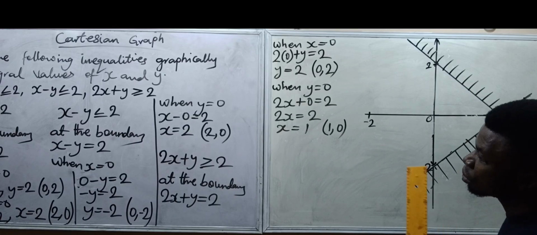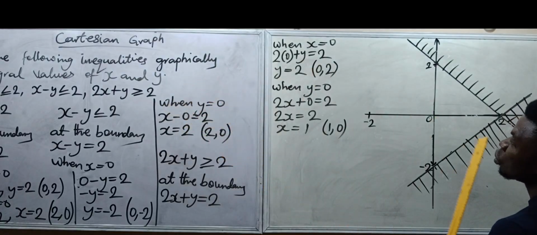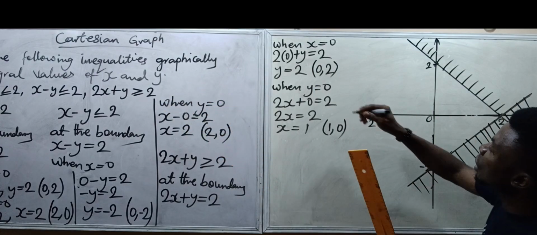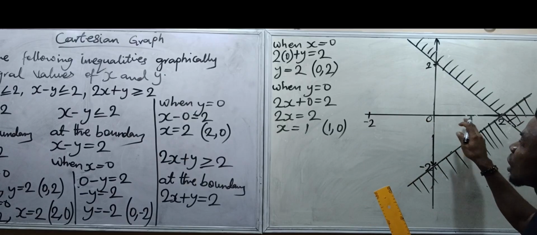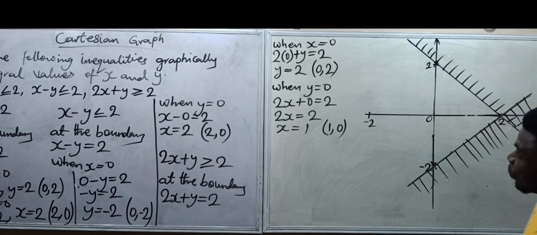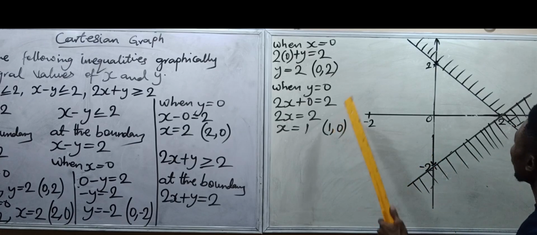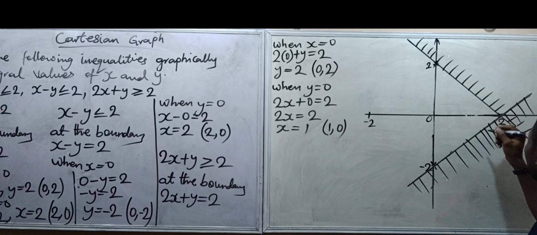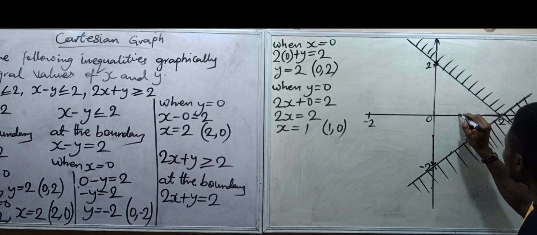Now remaining the last one, which is 2x plus y is greater than or equal to 2. And from there we notice that when x is equal to 0, y is 2, which is still at this point, right? And when x is equal to 1, y is 0. So if this is 2, 1 should be somewhere here.